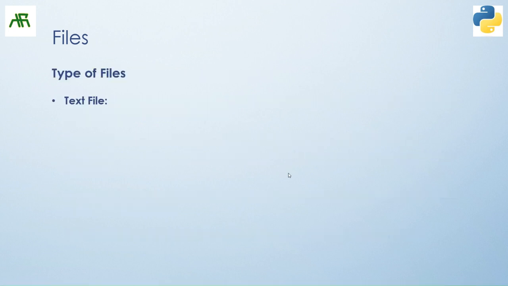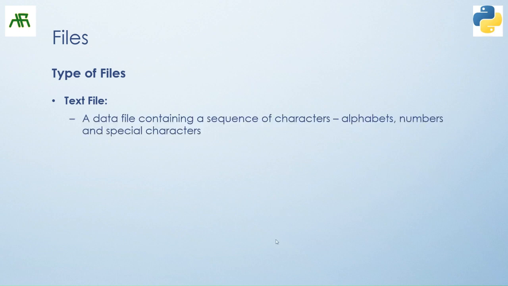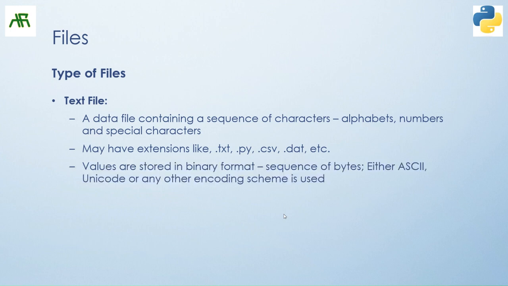Types of files. First, we look at the text file. A text file is a data file containing a sequence of characters, which can be alphabets, numbers, and special characters. These may have extensions like .txt, .py, .csv, .dat, etc. One thing we have to remember with text files is that these have just the characters. They may not have formats or fonts, color settings, and so on. So these are just plain character files in any of these extension formats.